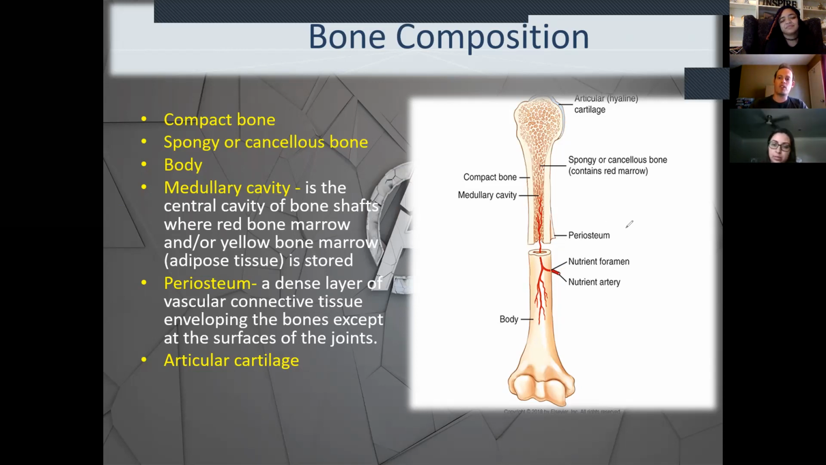Moving on here, we're going to talk about what's called the periosteum. The periosteum is a dense layer of vascular, keyword vascular, which means it contains veins and or arteries, vascular connective tissue enveloping the bones, except for the surfaces of the joints. Also, it's not labeled in this definition here. I want you to make sure you remember this. The periosteum is a connection point for arteries and veins into the bones.